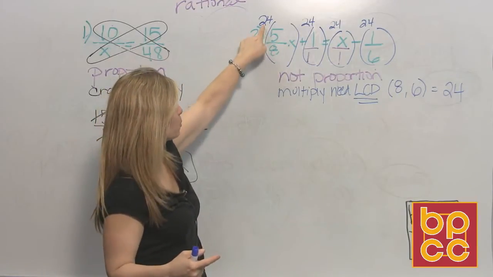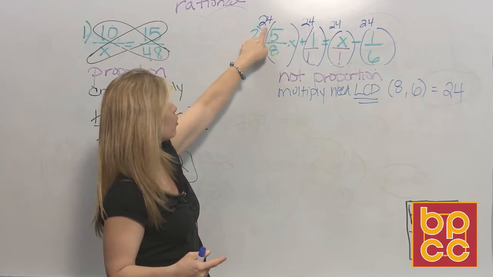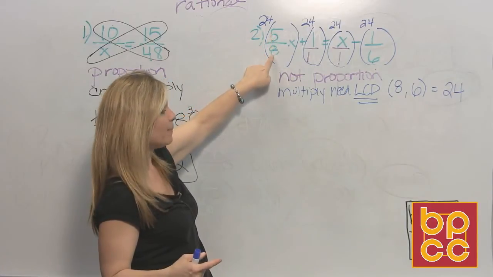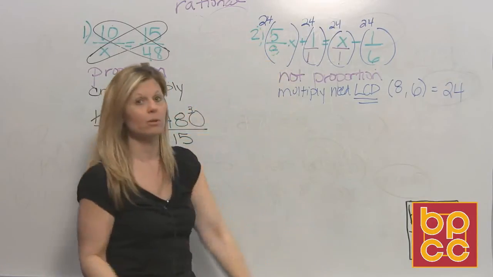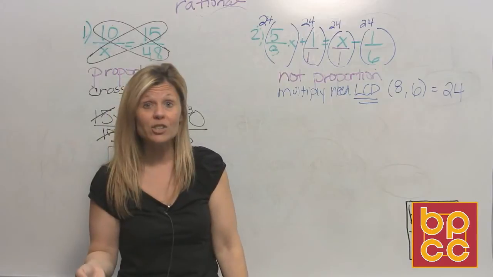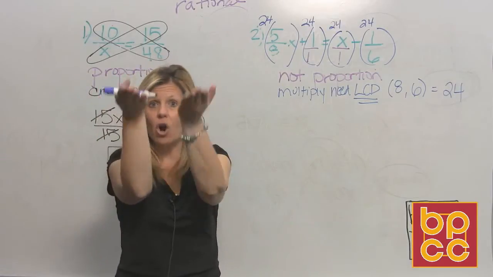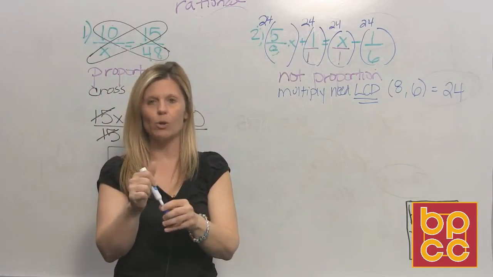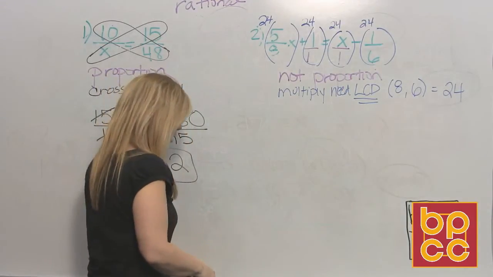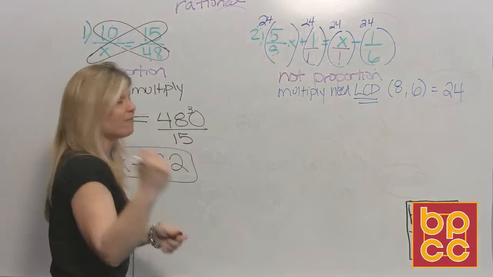Do we have to multiply the 24 times 5 first and then divide by 8? Or can we divide first? Well, if you know your order of operations, you know multiplication and division are equal. It doesn't matter which one you do first. So what we're going to do is make this easy. We're going to divide first.